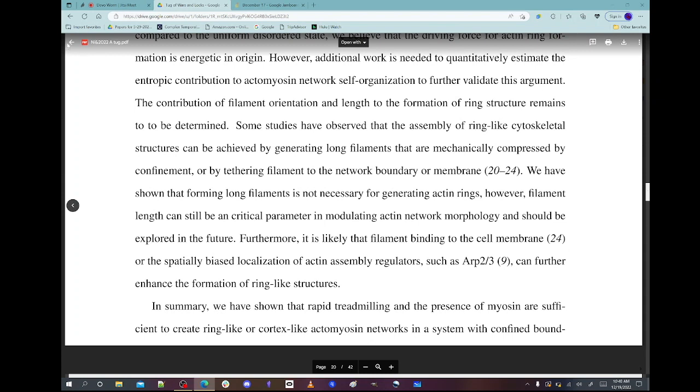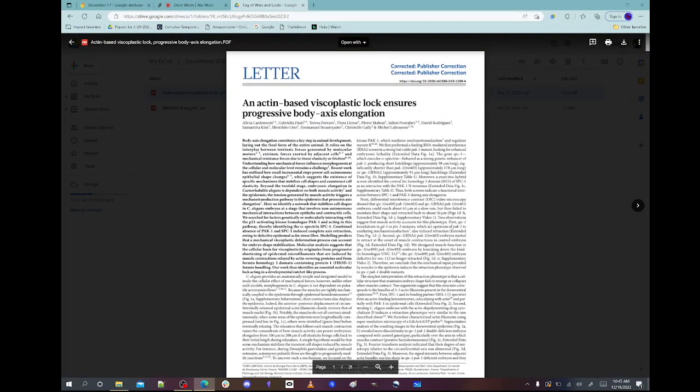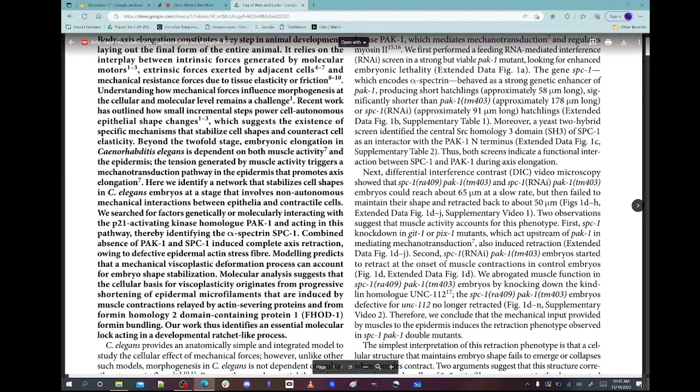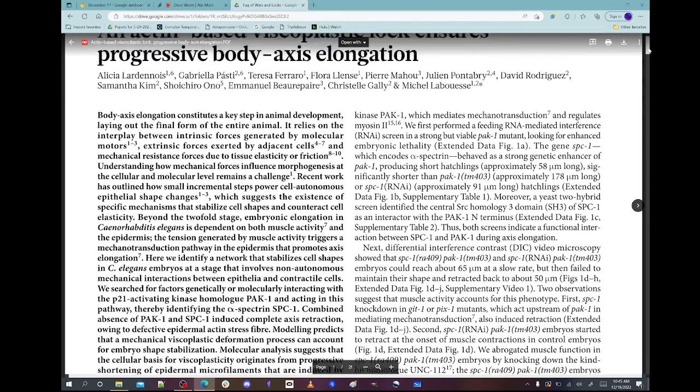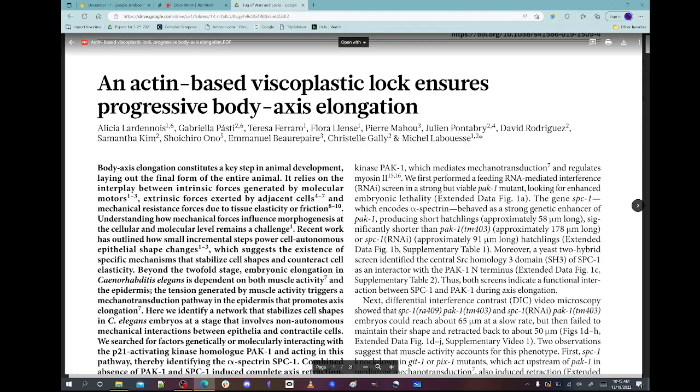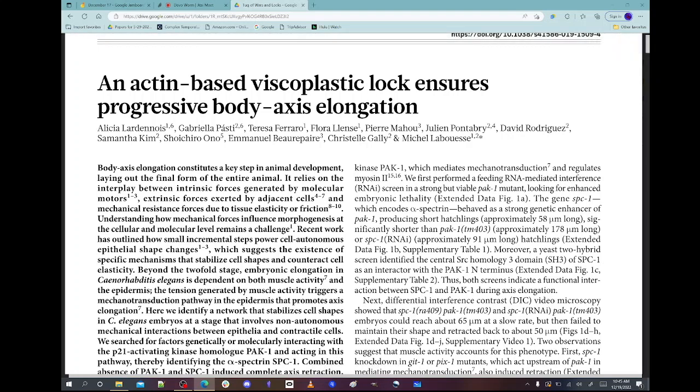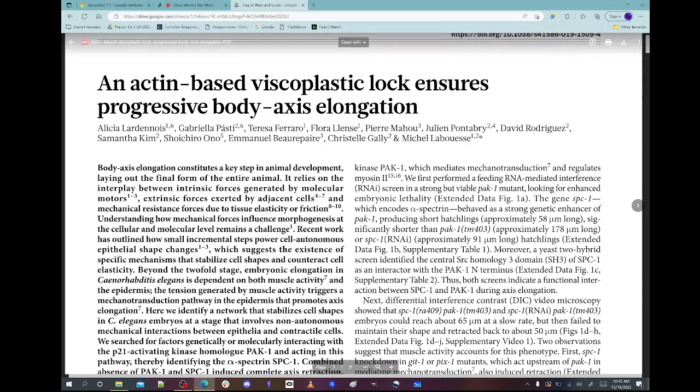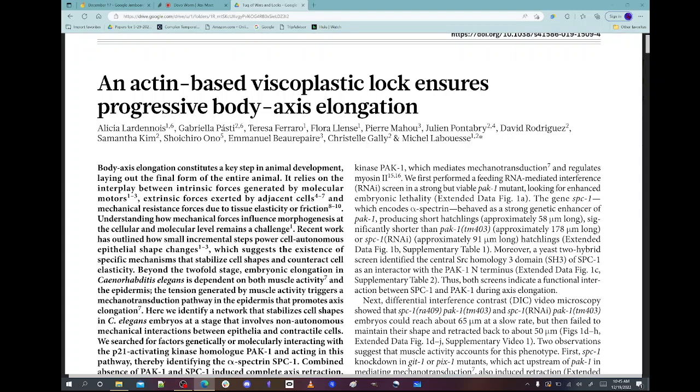This paper is an interesting foray into the world of actin networks and minimal models and things like that. So the second paper is on an actin-based viscoplastic lock ensures progressive body axis elongation. So this is something we've talked about in terms of how do we get these different processes and how do we keep them in place? Obviously development occurs in steps, but how do these things get locked into place so that the next process can unfold?